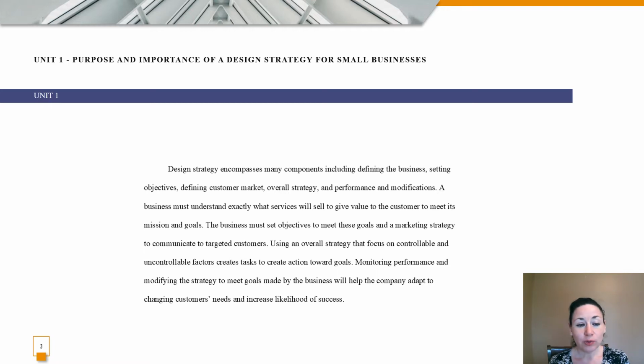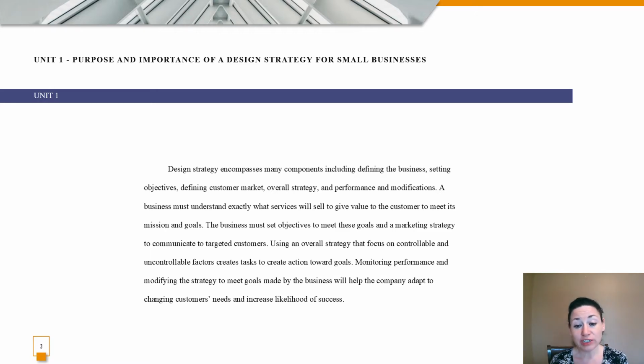So Unit 1, Week 1, Purpose and Importance of Design Strategy for Small Businesses. Design strategy encompasses many components, including defining the business, setting objectives, defining customer market, overall strategy, and performance and modifications. A business must understand exactly what services will sell to give value to the customer and meet its missions and goals. The business must set objectives to meet these goals and marketing strategy to communicate to targeted customers.